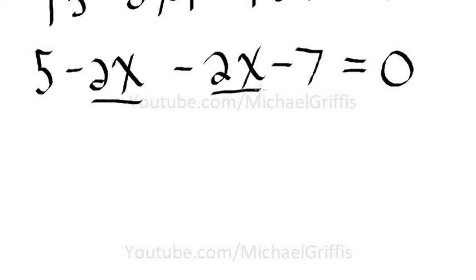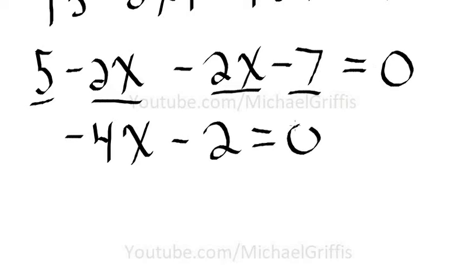Okay, so collecting up our like terms, we have negative 2x minus 2x, that's minus 4x. And I'm going to just go ahead and write it like this, minus 4x. And then we have a 5 minus 7, which gives us a negative 2. And remember, that's equal to 0. So now what we'll want to do here is solve for x in this problem.